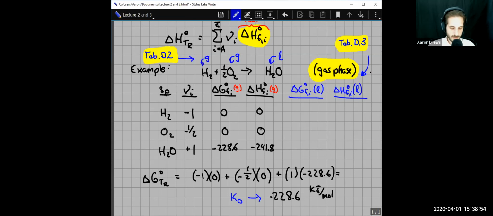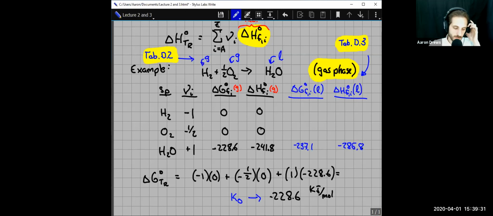And if it's for a gas, then it's table D2. And if I look up the liquid one in table D3 for water, those values, Gibbs energy of formation is minus 237.1, and the enthalpy of formation is minus 285.8. Those are offset by exactly the enthalpies of vaporization and entropies of vaporization.